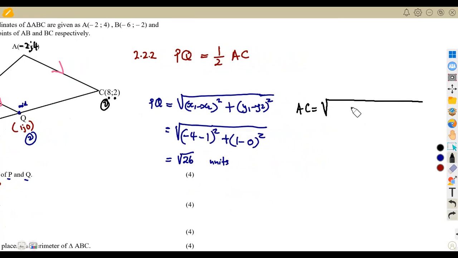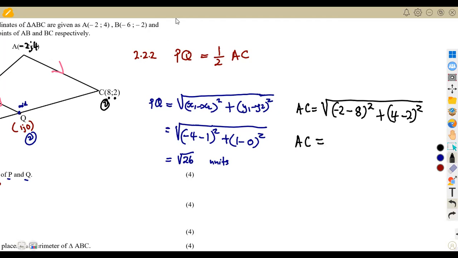So it is the square root of minus 2 minus the x value here, which is 8, to the exponent of 2 like this. You do the same on the y values. You have got a 4 and a 2 in this case, all right? So this is plus 4 minus 2 squared like this, okay? Just taking from our formula as it is. So this is going to give us the length of AC.